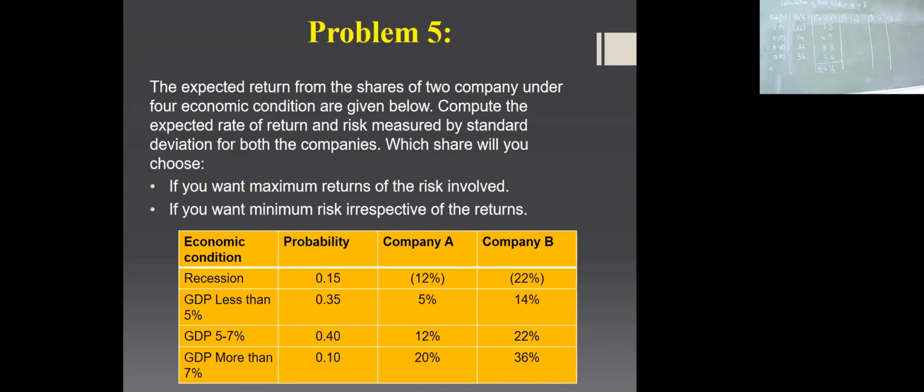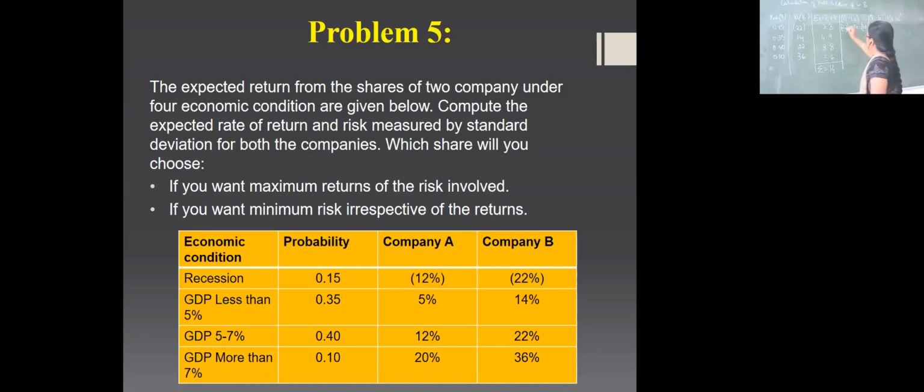Now RI minus ER. Again, please be careful whenever you do RI minus ER. RI will be the individual return and ER will be the total expected return. So RI is 22 minus 14, how much? Minus 8. Minus 22 minus 14 is minus 36. Always remember, whenever you get both as minus, minus and minus will become plus, but the minus symbol will be carried forward.